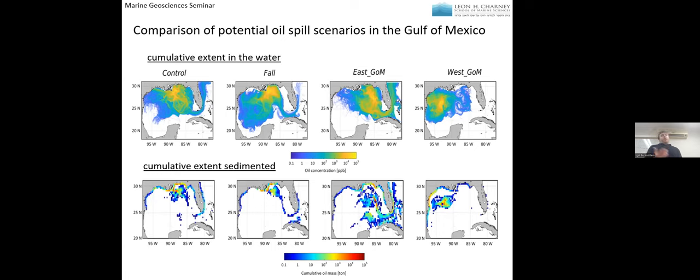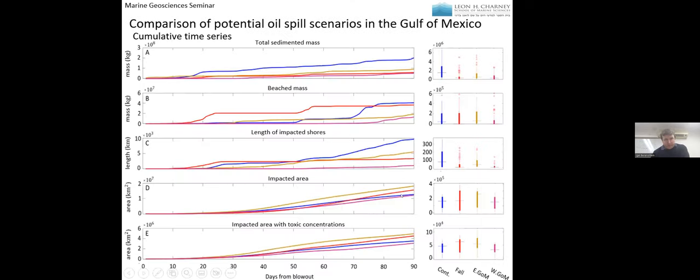And you can see that on one hand, there is a difference. On the other hand, they are comparable, at least in terms of size and extent, but they vary in location. But if we look at the evolution in time, the blue line represents the control, the red represents the fall, the gold represents the Eastern Gulf of Mexico spill, and the purple represents the West Gulf of Mexico spill. And here also you can see that there is not a single scenario that is the worst or the best.